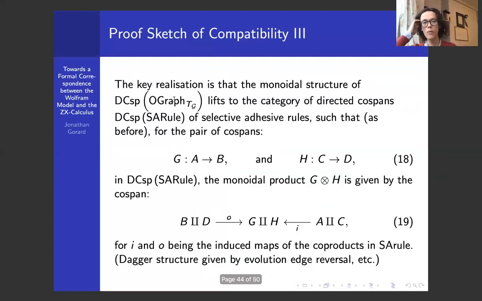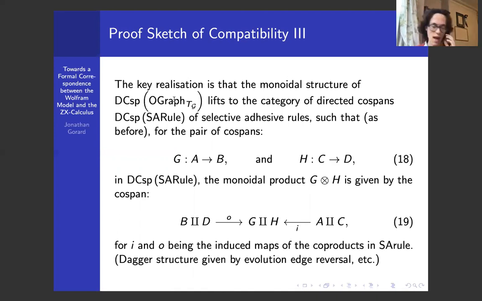And so what we realized was that you could construct a category of selective adhesive rewriting rules, where selective adhesivity is a way of extending the adhesive category construction to rewriting rules over these open graphs. And if you construct the category of directed cospans over selective adhesive rules, then the monoidal structure from the category of directed cospans over the open graphs lifts up to that new category.